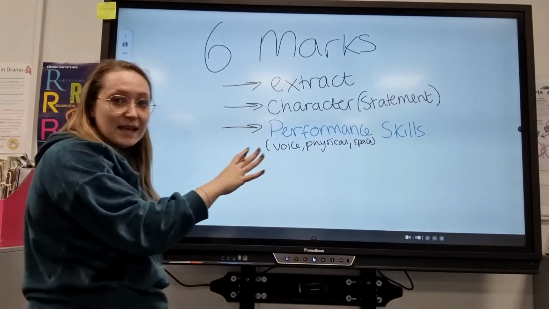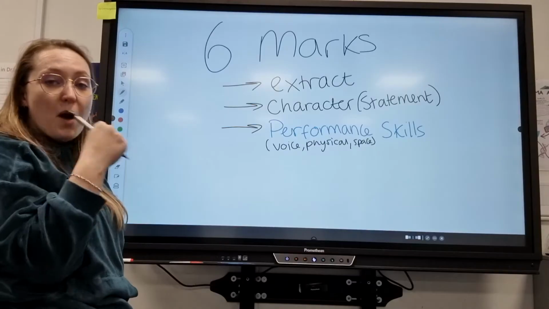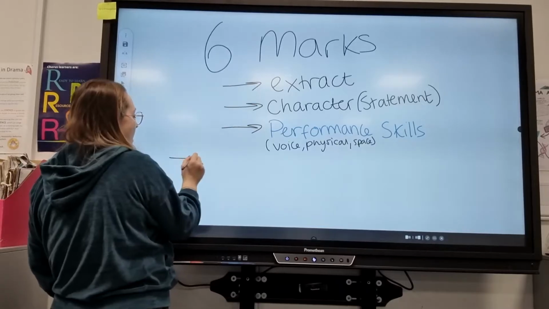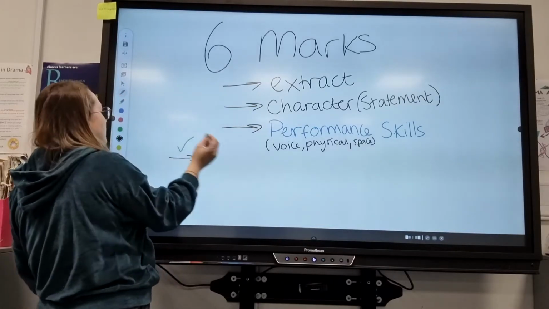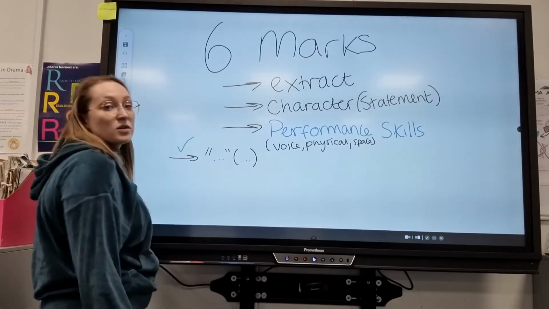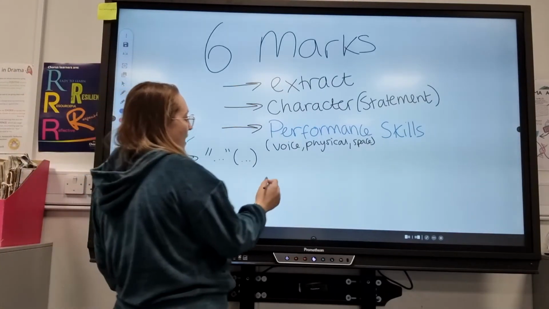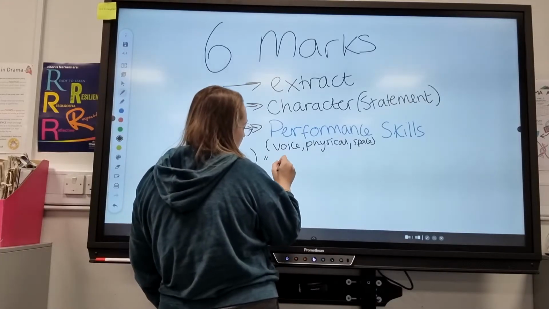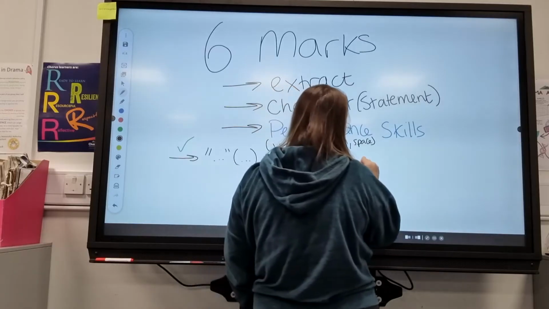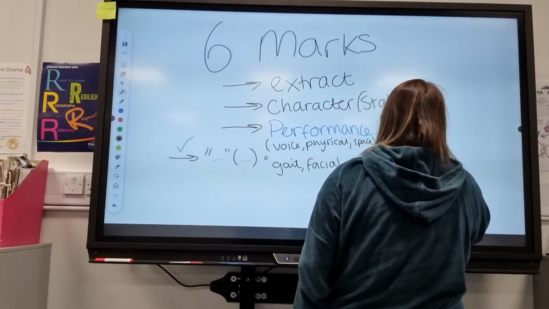Now, exactly the same as the 4 marker, you can actually get 4 marks in this question by doing quite short sentences. So the thing that you need to do to get your first mark, exactly the same as the 4 marker, is do a quote or a stage direction. So you show the examiner that you're referencing the extract exactly. And then you need to do a skill. So something like gait or facial expressions, or maybe something like proxemics, we use that word as well.